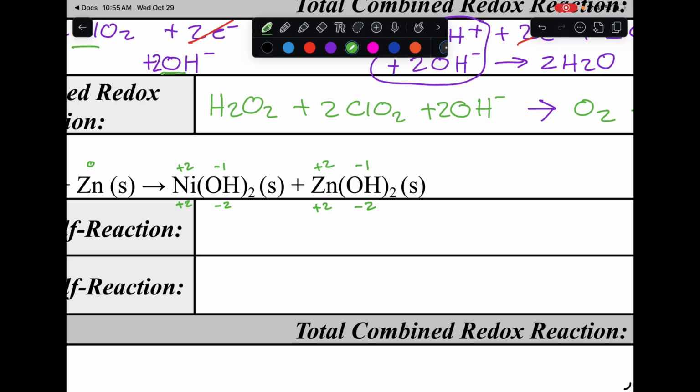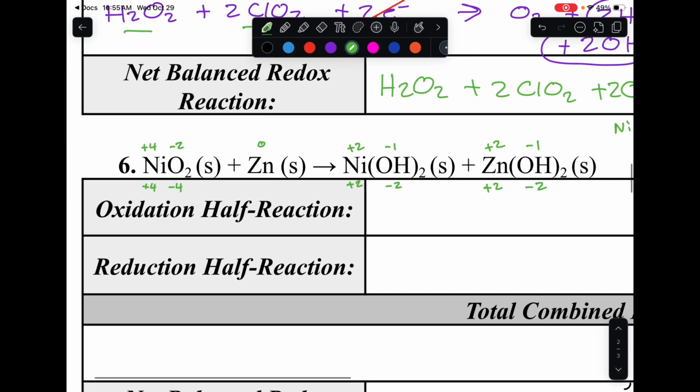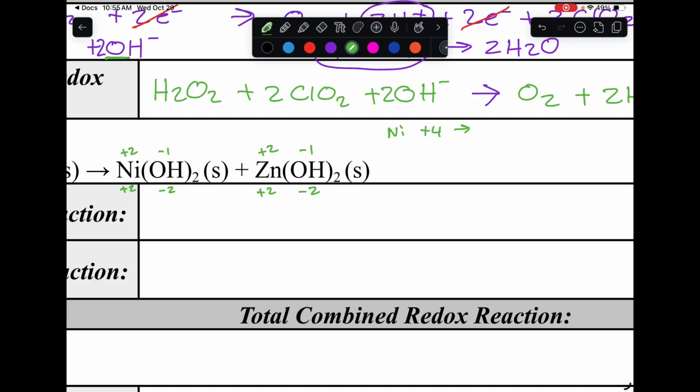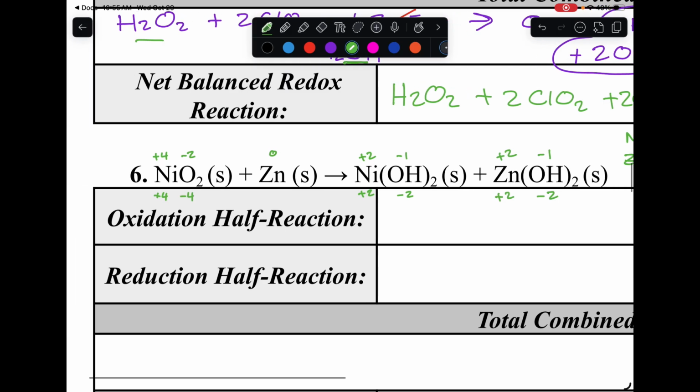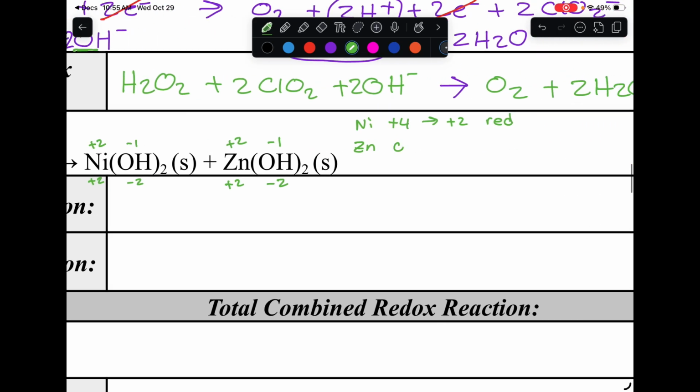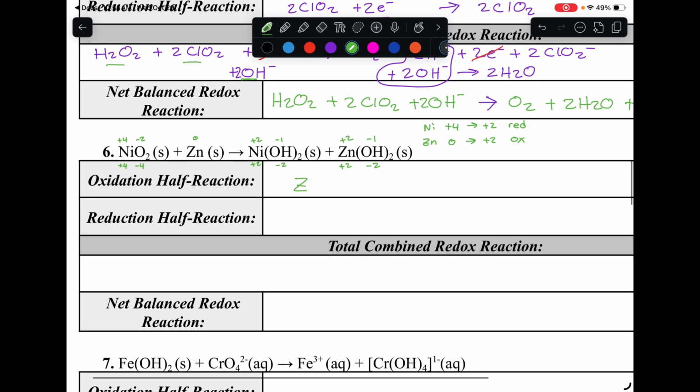Alrighty, let's go ahead and look at our elements here. Nickel went from over here, +4 to a +2. That is dropping on the number line, which means this one is reduced. Zinc went from neutral or 0 all the way to +2. So that means the zinc was oxidized. So let's put our oxidation half. Zinc, let's add the element or the phase there, and it turns into zinc hydroxide. The reduction half includes the nickel oxide and the nickel hydroxide.